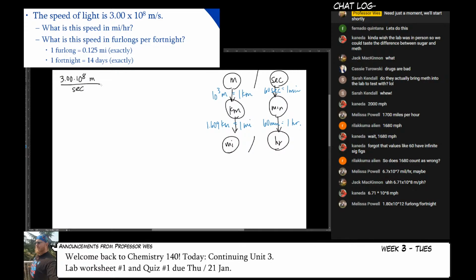So let's set up all my dimensional analysis here. So we'll do meters to kilometers. Cancel out my units. We'll do kilometers to miles. Cancel out my units.